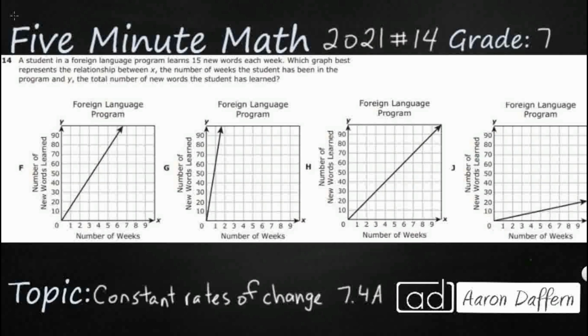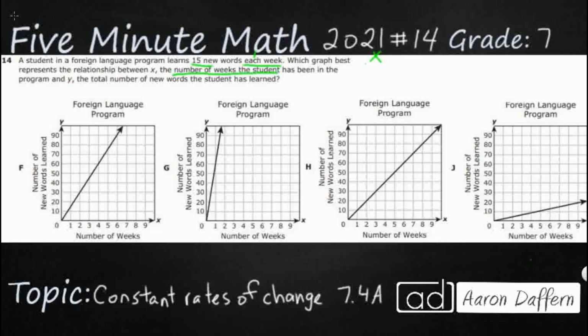So we have a student in a foreign language program, and the relationship here is 15 new words each week. So for every 1 week, you're going to get 15 new words. We simply need to find the best graph for it. So the relationship here is between x, the number of weeks that each student has been in the program, and y.